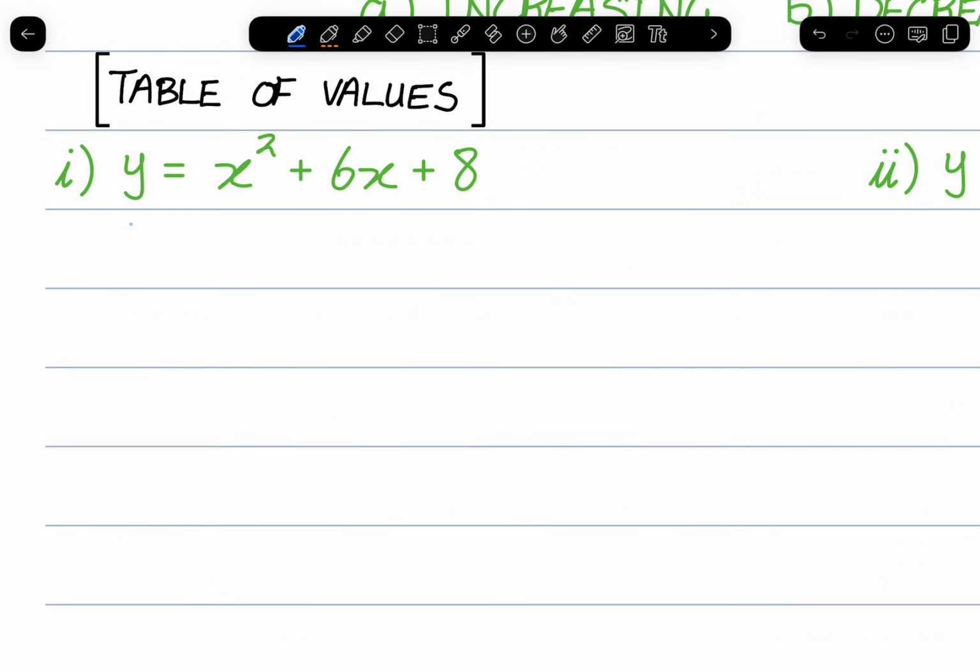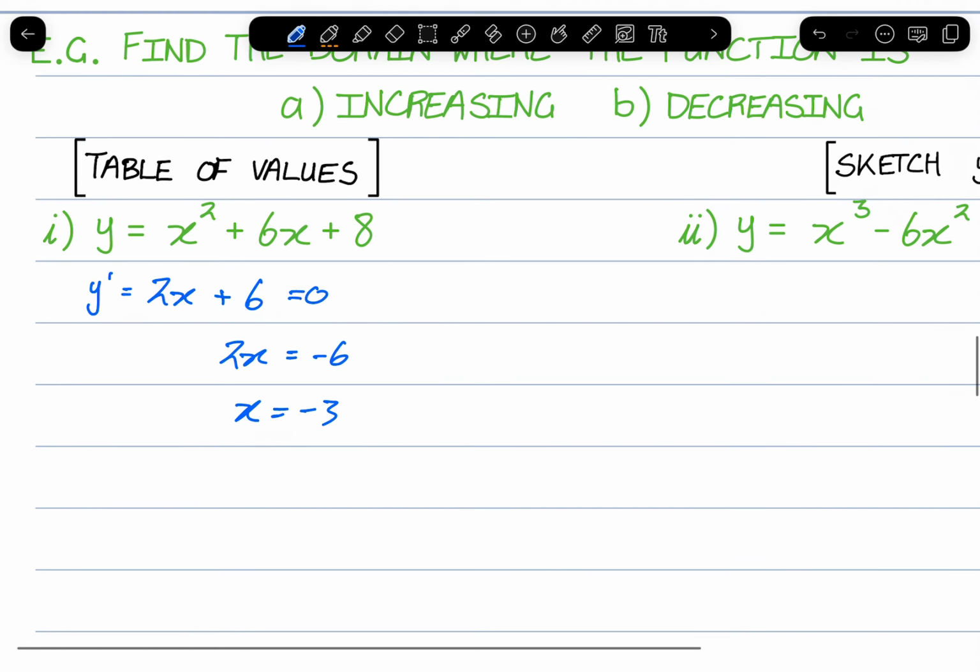So here we go. For this one, we need our first derivative. So sketching it out, finding it. And then for this, we find our stationary point. So we let this equal 0 and we solve for x here. We get x equals -3.